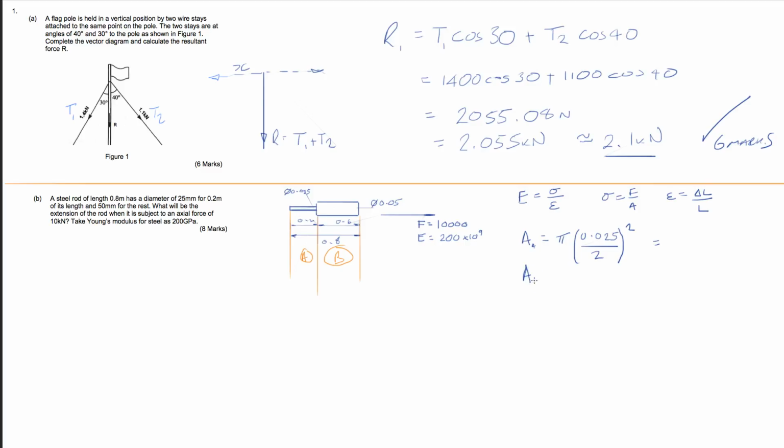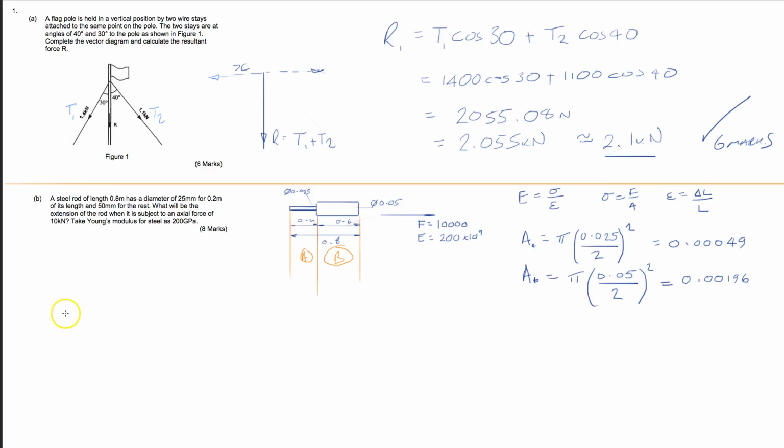Area of B, the bigger section, is going to be pi r squared, which is 0.05 over 2 squared, which will be equal to, I'll plug those into the calculator. There we have it, two values of A and B. Right then, if I can work out the stress, that's all I can do at the moment, isn't it? Because I don't have the extension or anything like that, so let's deal with the stress.